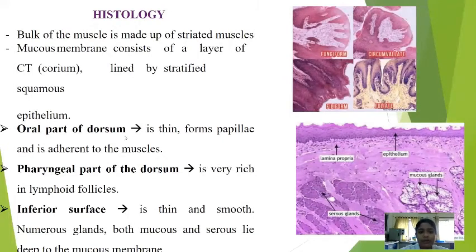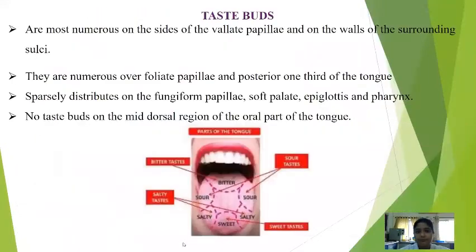The oral part of the dorsum is thin, forms papillae and is adherent to the muscles. The pharyngeal part of the dorsum is very rich in lymphoid follicles. The inferior surface is thin and smooth. Numerous glands, both mucous and serous, lie deep to the mucous membrane.